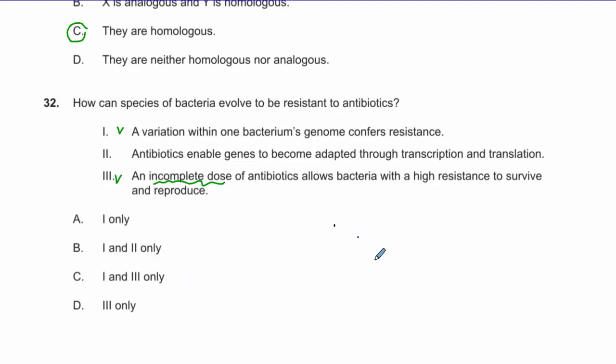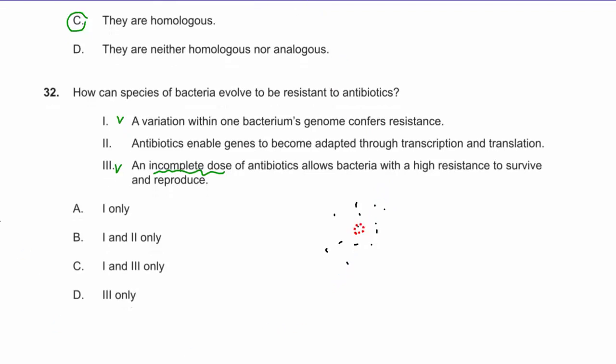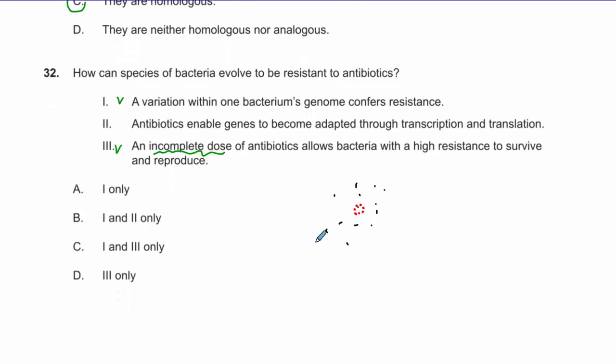So if you have a lot of bacteria here, this one bacteria has resistance, and then if you use antibiotics but too low a dose, then this bacteria will survive and it will multiply and form a new colony. And this is what evolution actually means, that you have a lasting change in the genetic makeup of a population.